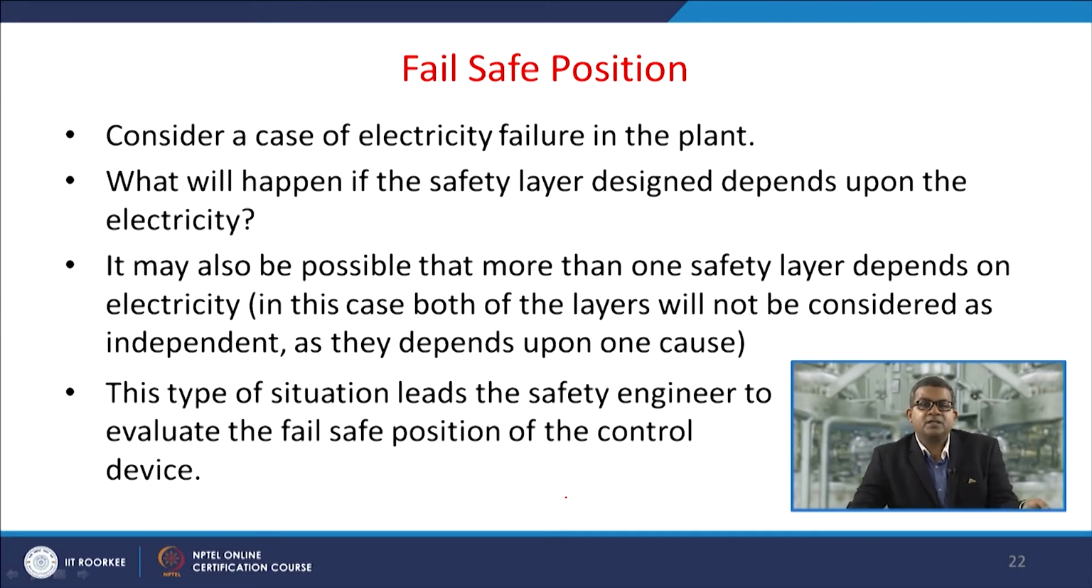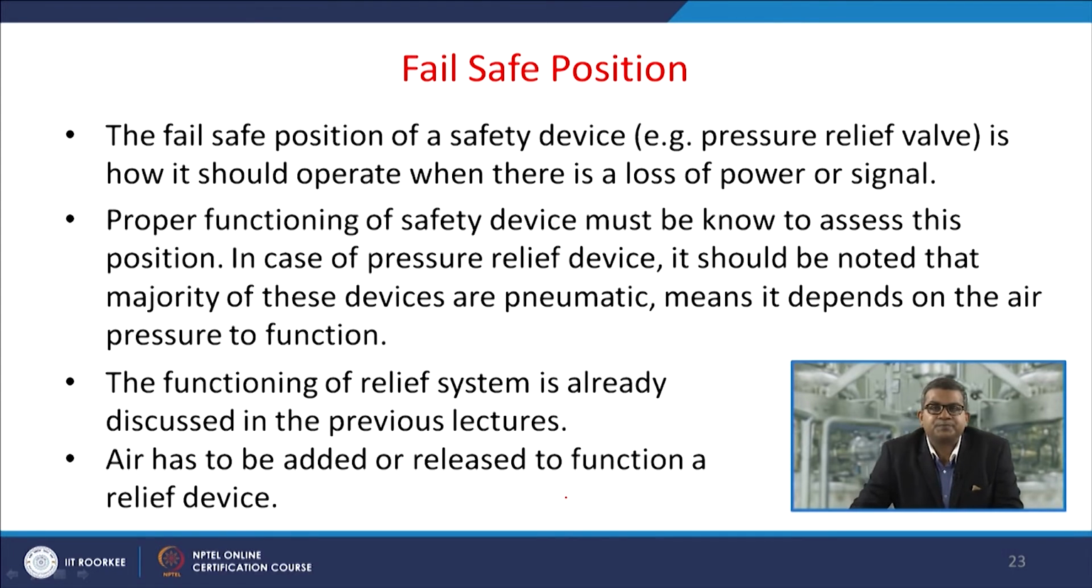Now there is a fail-safe position. Let us consider a case of electricity failure in the plant. What will happen if the safety layer design depends upon this electricity? Then definitely it would not be in a position to work. It may also be possible that more than one safety layer, which we have already discussed, depends on the electricity. In this particular case, both layers will not be considered independent, as they depend upon one cause. So this type of situation leads the safety engineer to evaluate the fail-safe position of the control device.